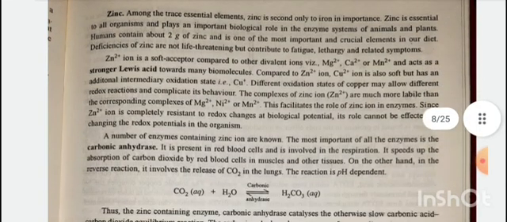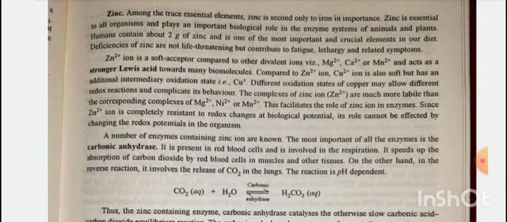Zinc. Among the trace elements, zinc is second only to iron in importance. Zinc is essential to all organisms and plays an important biological role in the enzyme systems of animals and plants. Humans contain about 2 grams of zinc, and it is one of the most important and crucial elements in our diet. Deficiencies of zinc are not life threatening but contribute to fatigue, lethargy, and related symptoms.